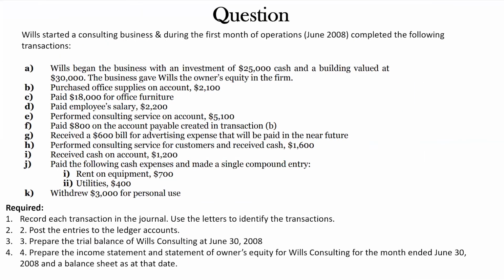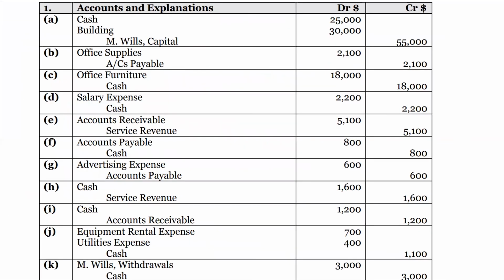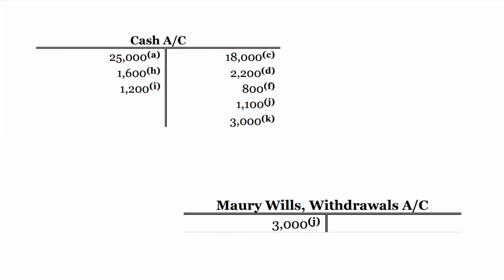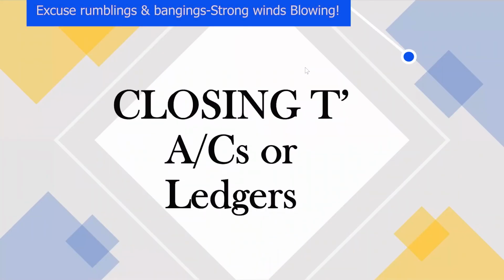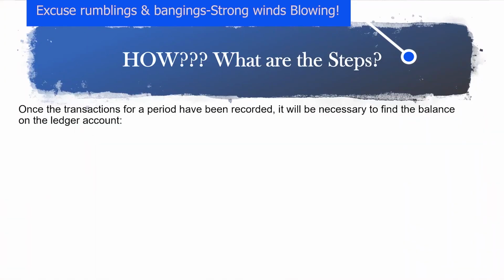So what was the next requirement? The next requirement was to prepare the trial balance. But do we have all the information for the trial balance? Not necessarily. So what goes from our accounting cycle? We do the journals, then we do the ledgers, and from the ledgers we move to our trial balance. So we have a lot of ledgers open. But in order to do our trial balance, we need to close our T accounts or ledger accounts. So let's close our T accounts. But how do we do that? What are the steps in doing this?